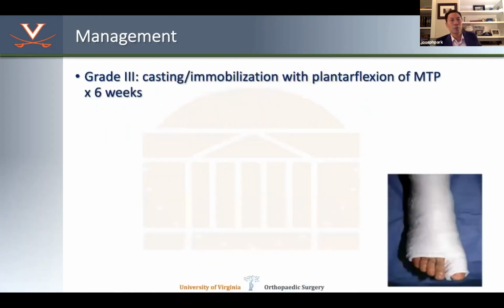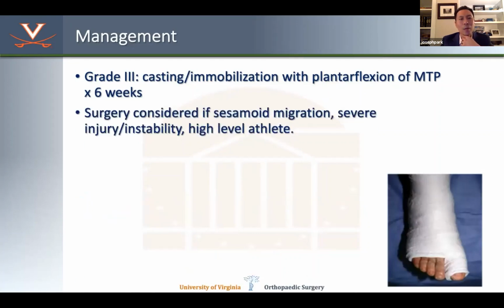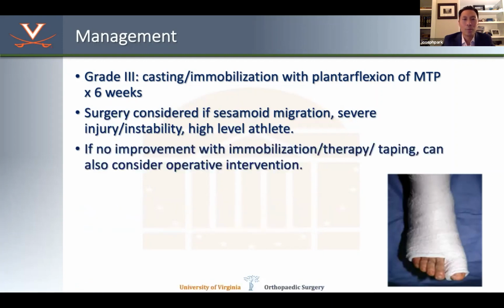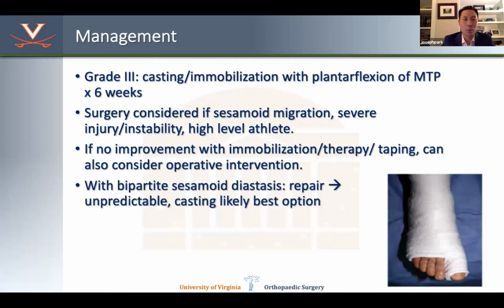For grade 3, which is the most severe type of injury, these patients can be casted or immobilized with plantar flexion of the hallux MTP for about 6 weeks. I would argue that in a patient who has sesamoid migration or severe injury or instability, or they're a high-level athlete, you should strongly consider surgery for that patient. And if there is no improvement with immobilization, therapy, or taping, you can also then return to the operative protocols if they're just not doing as well as you think.